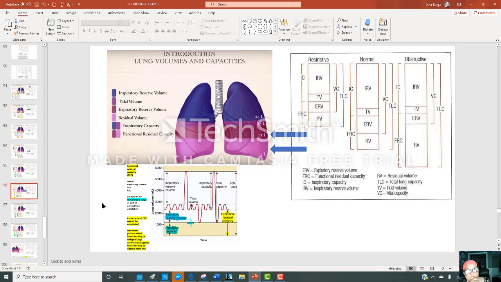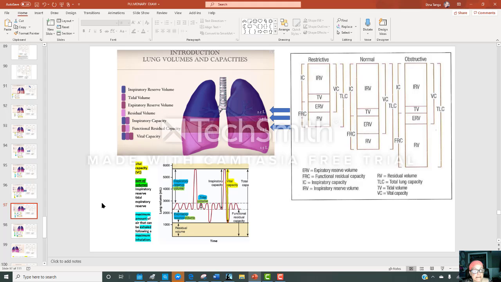The importance of the functional residual capacity is that it represents the point at which forces tending to collapse lungs are balanced against the forces tending to expand the chest wall. Functional residual capacity. So the first two is your inspiratory capacity. The bottom two are your functional residual capacity.